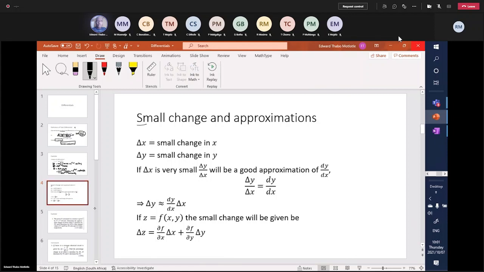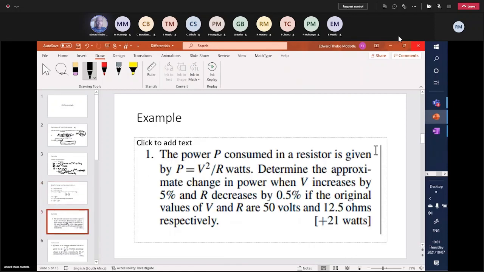Okay. Now, this example that we have here is for small change. They say the power P consumed in a resistor is given by P equals V squared over R watts. Determine the approximate change in power when V is increased by 5%, R is decreased by 0.5%, if the original values of V and R are 50 volts and 12.5 ohms, respectively.